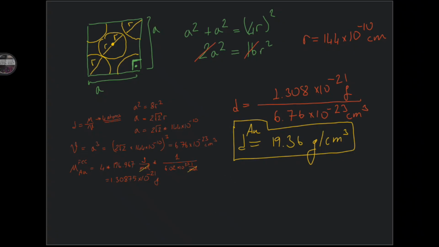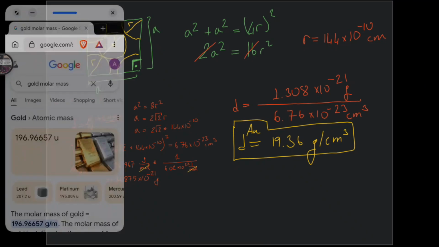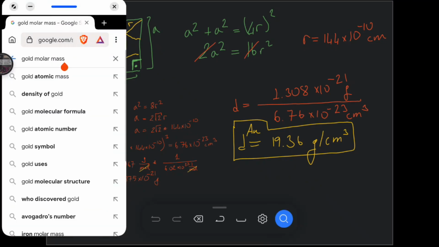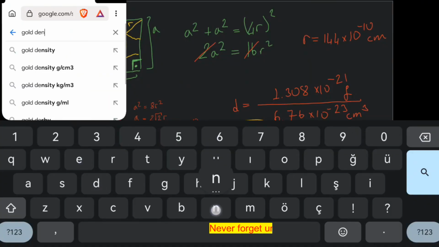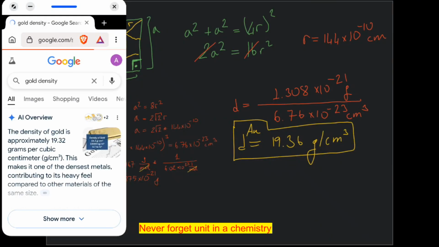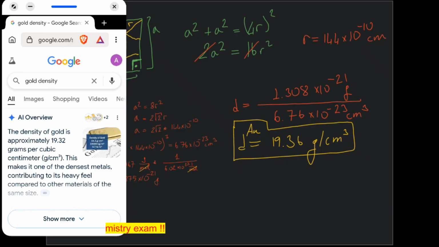And we can check this value from the internet. If you look at the gold density, it is pretty correct: 19.2332 gram per centimeter cubed.